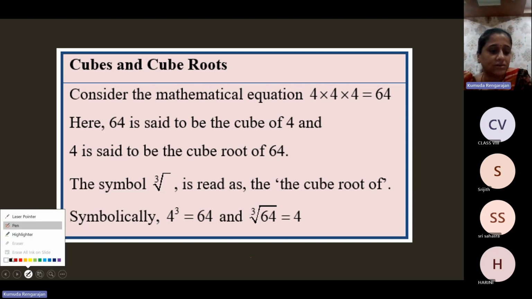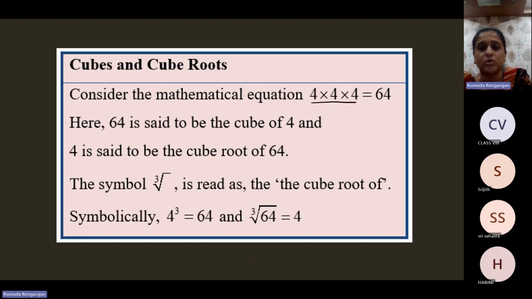So here it is repeated multiplication, right? 4 into 4 into 4. So 4 is the base, and the number of times it's multiplied with itself becomes the power. 1, 2, 3 times. So 3 is the power. How many times can you see 4? 3 times. So 3 is the power. So this is 4 cubed. 4 into 4 into 4 is 4 cubed, or 4 raised to the power 3, is equal to 64. And the cube root of 64 is 4.